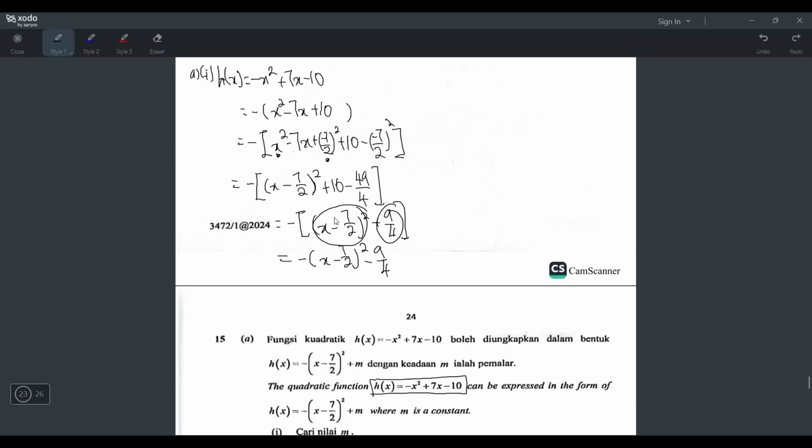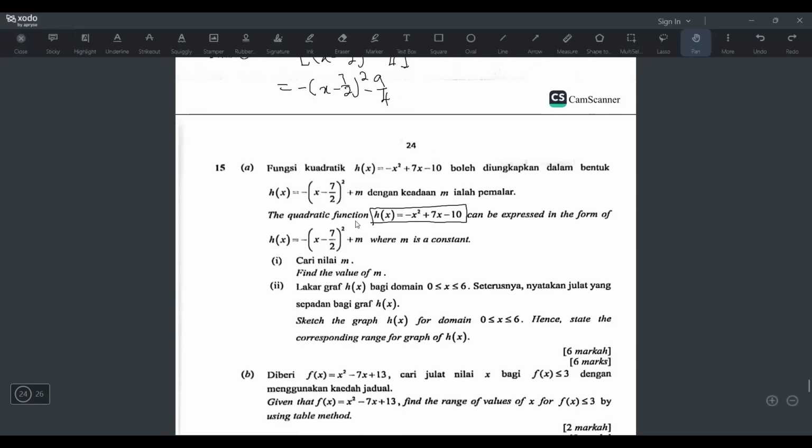But why does this one, the minus 7 over 2, never become plus? It's because this one has a bracket with a square. So the negative cannot go inside the bracket. If you want to multiply by negative, can, but it stays outside. You write outside like this. It cannot go inside the bracket because the bracket has a power, a square. Okay, so I hope you understand what I'm trying to explain here.